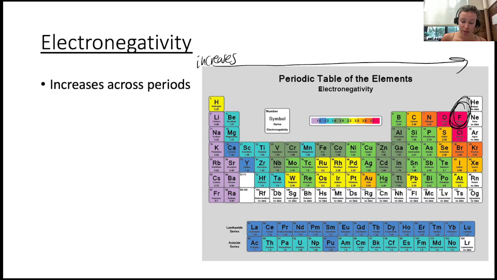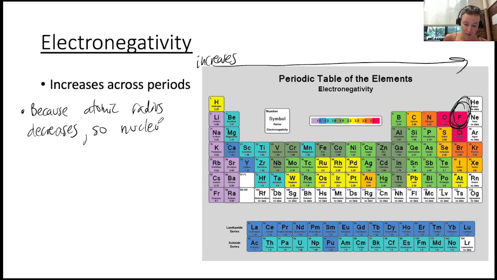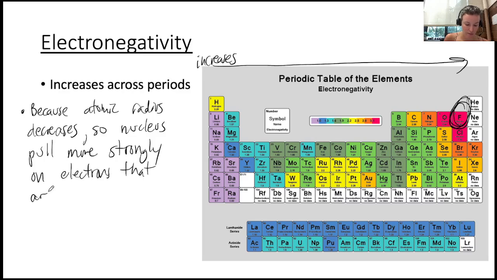So electronegativity increases across periods because atomic radius decreases, so the nucleus pulls more strongly on electrons that are close to it.